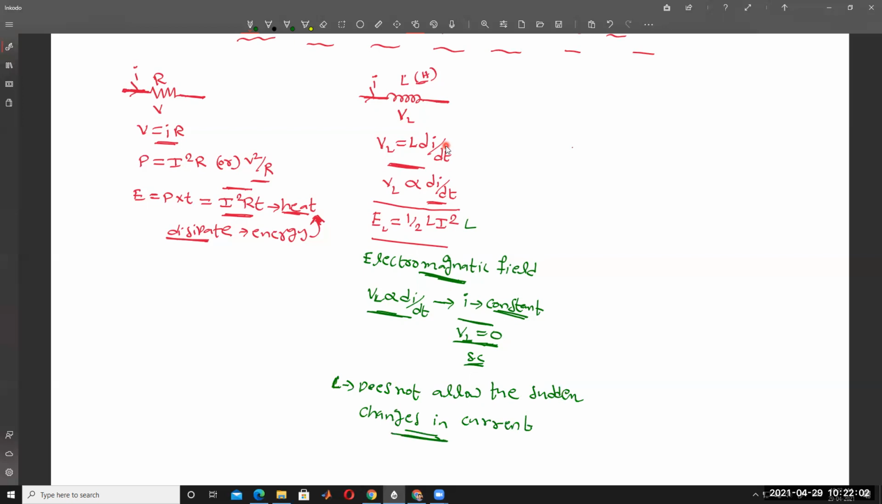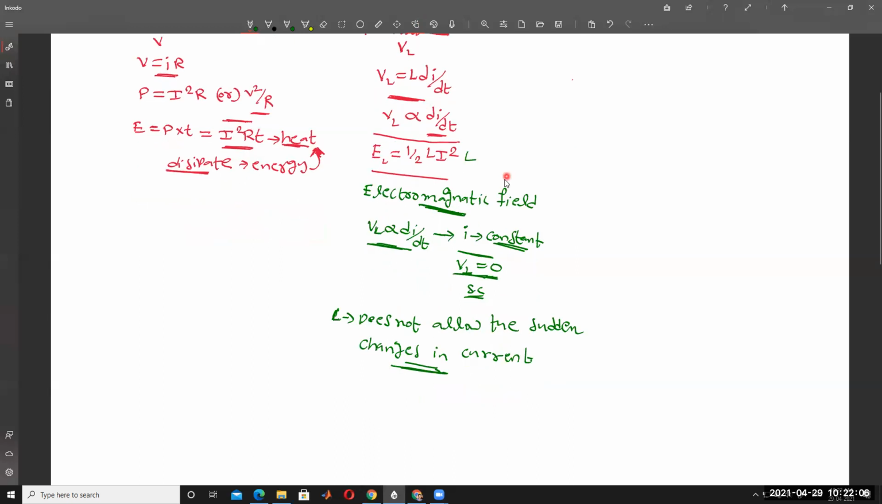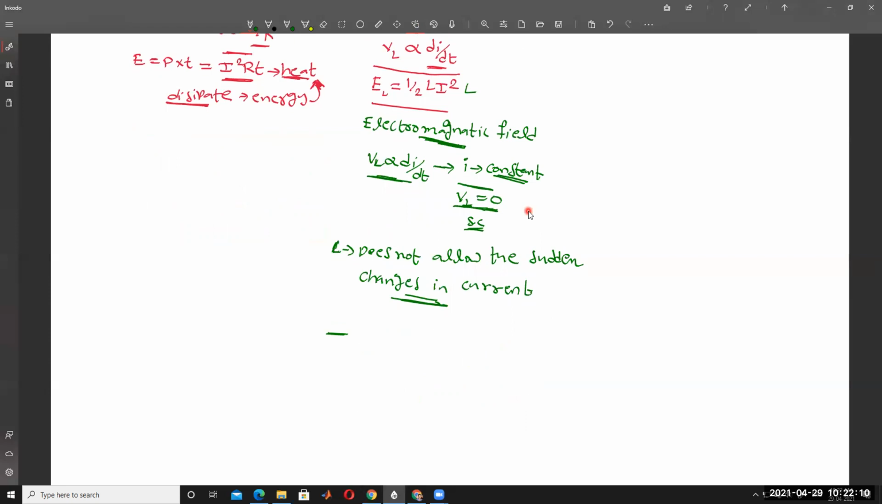For example, sudden changes in current means, for example, this is the step. This is the DC, direct current, plotted against time. This is the current I. At t is equal to 0, this much current appears across the inductor. After that, for t greater than 0, this is the time period. At t is equal to 0, there is this much change in current.